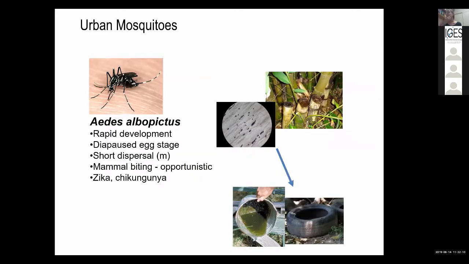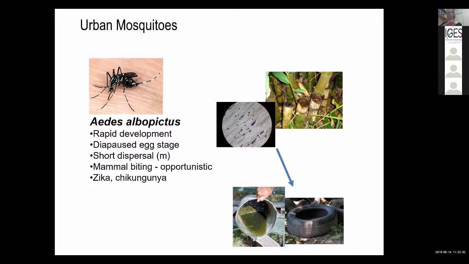So the urban mosquitoes I'm talking about, a lot of the ones that we see now are invasive. The predominant one we see in temperate regions is Aedes albopictus. This is the tiger mosquito. It was introduced to the US via global trade, probably boats carrying tires that we imported from Asia in the 80s and 90s. And it has very rapid development.